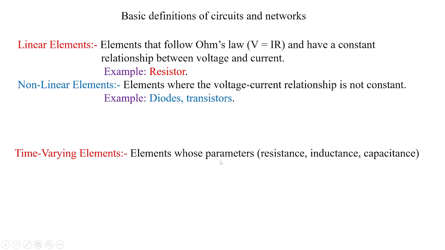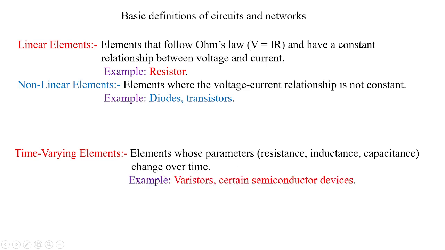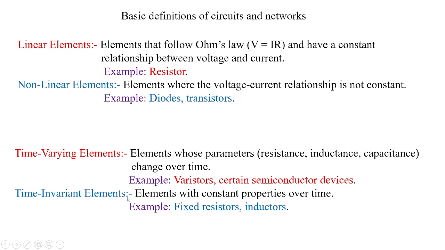Time varying elements are the elements whose parameters change over time. Examples are semiconductor devices or varistors. And time invariant elements are the elements with constant properties over time. A fixed resistor is an example, or an inductor is an example of a time invariant element.